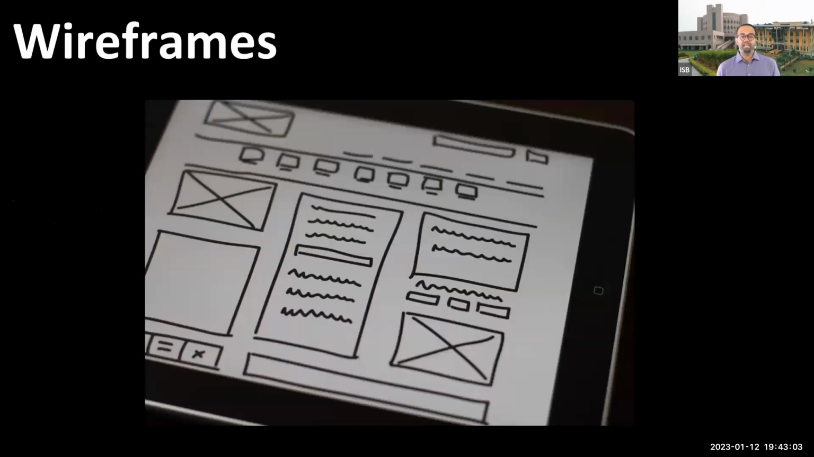Wireframes essentially are mechanisms in which you can do more detailed design of the particular product that you're building. Let's say that you're building a software app. You can actually start drawing the screens of that app. Nowadays, there are lots of software which help you do this. You don't need to do it on paper.